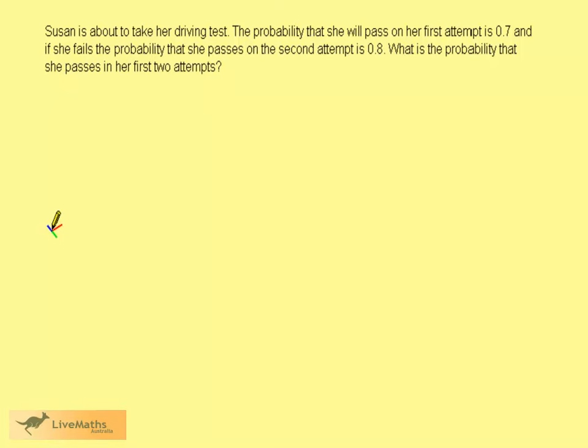Once again, we're in a situation which lends itself very well to the use of a tree diagram, although this is a modified tree diagram, as we'll see. Here we have the first branch, which is going to represent her first test. She can either pass it or fail it. So this branch represents the first attempt.